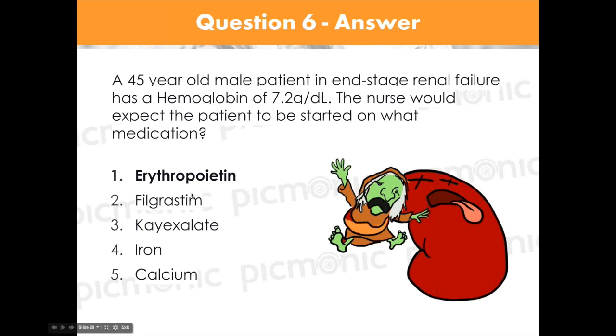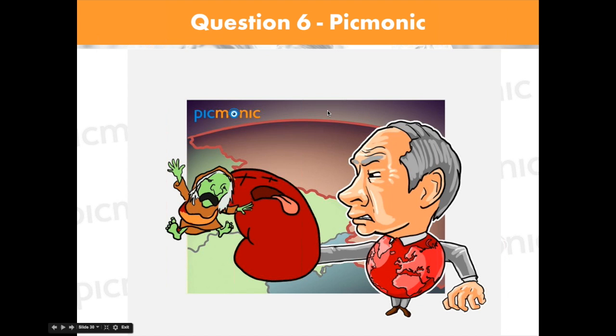It's really kind of how you got to think about it. Calcium, yes, a patient in end-stage renal failure could potentially need calcium, but would we give that as a priority? No, it's not the priority at all. That's definitely not the priority medication. So let's look at another.